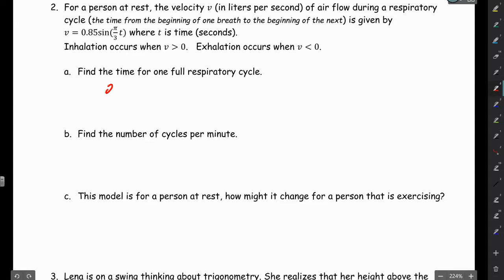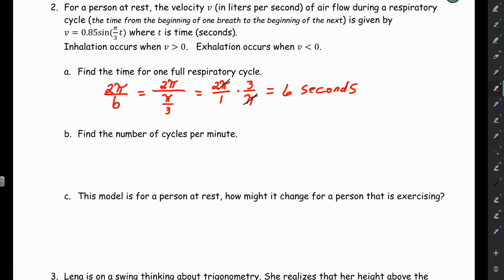So our period is 2 pi over b, because this is a sine curve. And we know that the value of b is the value right in front of t right here, pi over 3. So to find the period, it's 2 pi divided by pi divided by 3. When you divide by a fraction, you want to multiply by the reciprocal. So 2 pi over 1 times 3 over pi. The pi's will cancel. So one full respiratory cycle is happening at the value of 6.